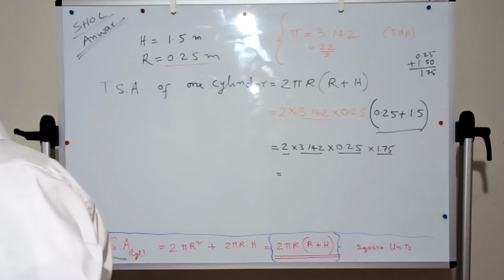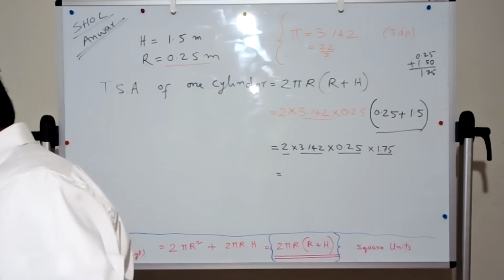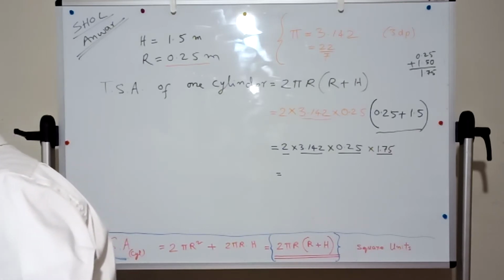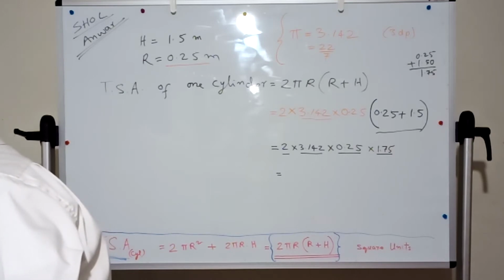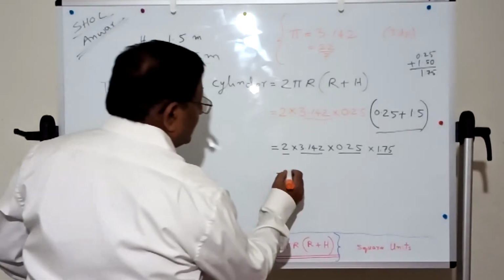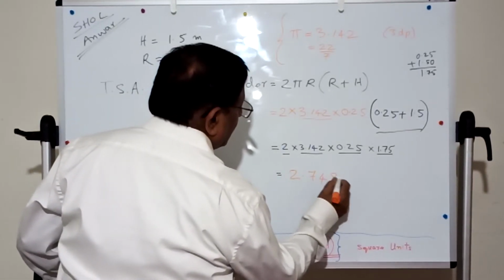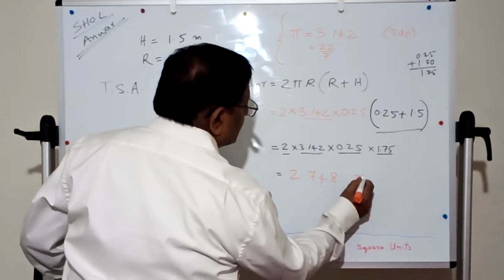Total surface area is 2.35 plus the top and bottom you have to add. So you'll be getting 2.748. And this is all in square meters.